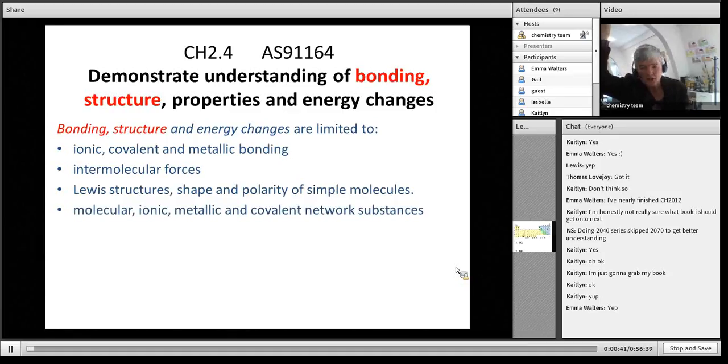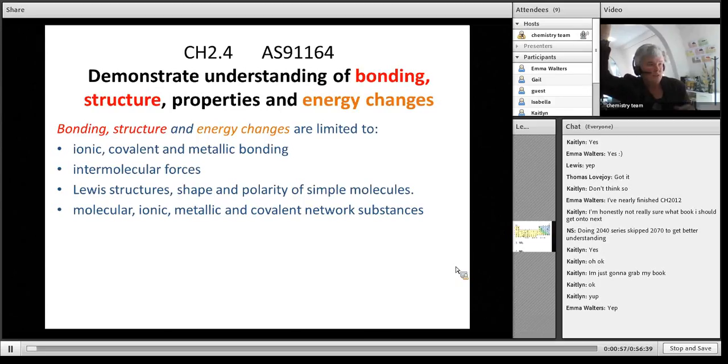So basically, why does copper conduct electricity? Why can you mold gold to form rings? But you can't do the same to salt. That's the focus of the standard, to try and explain the properties of the substances.